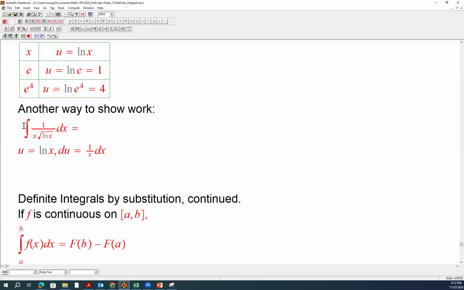So we just want to find the antiderivative. From this process, we're going to get root u, because dx over x is du. So this is going to be u raised to the power of negative half. And our answer will be 2 times root u. You can write the power if you want to, plus a constant.